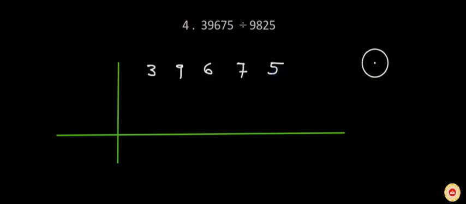Fourth example, 39,675 divided by 9,825. Let us first write given dividend 3, 9, 6, 7, 5. And what is divisor? Divisor is 9, 8, 2, 5. 9,825. Now friends, see these two digits 9 and 8 are bigger digits.